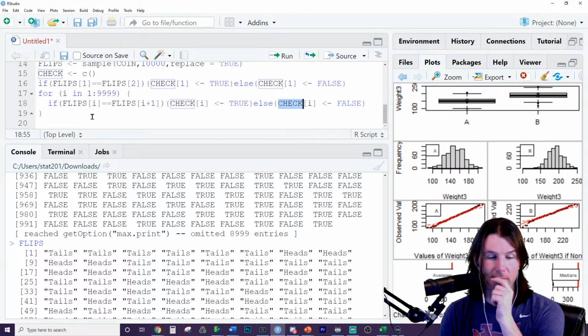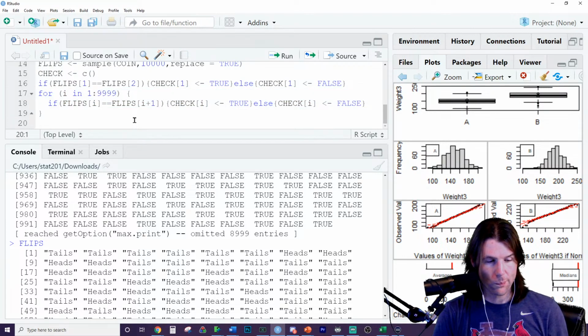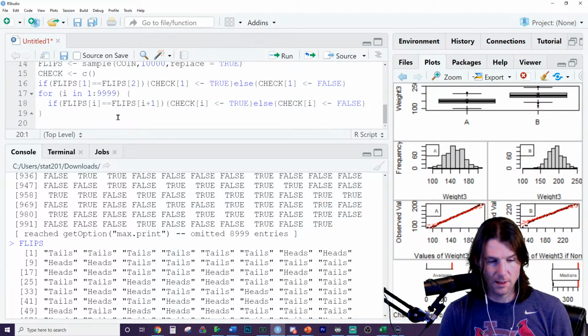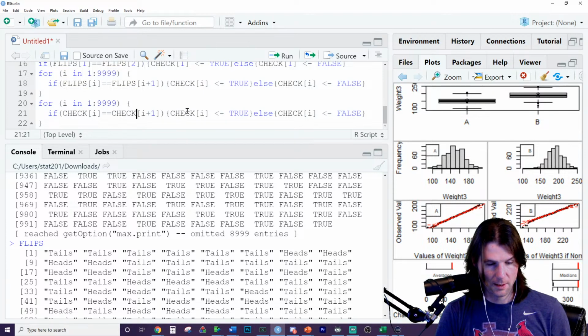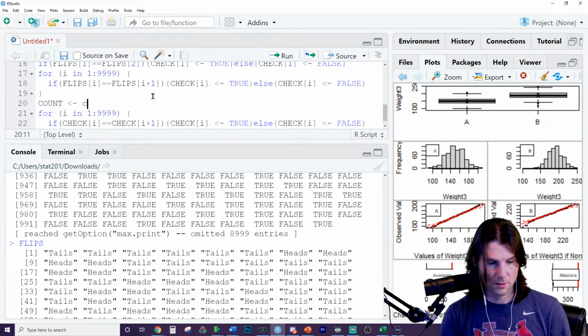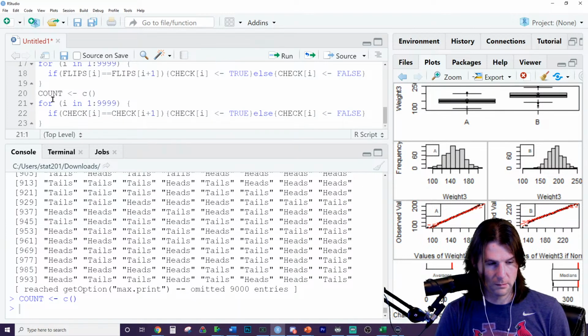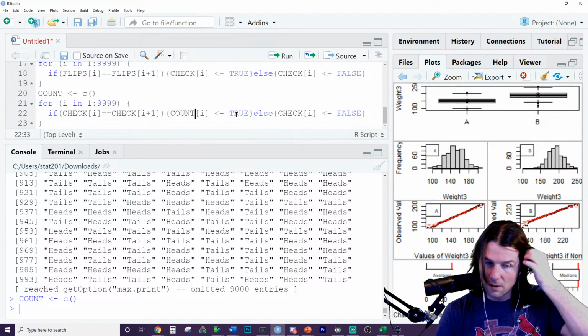Okay, I think I know how to do it. If check position I equals check position I plus 1, then save into count. I don't think I've called anything count yet. If I did, I just deleted it. Then save into count.